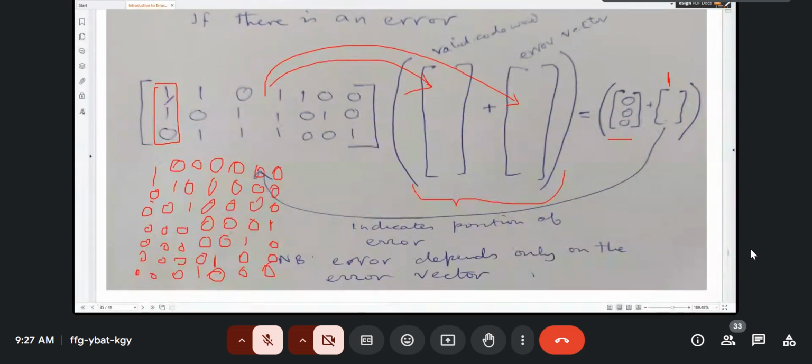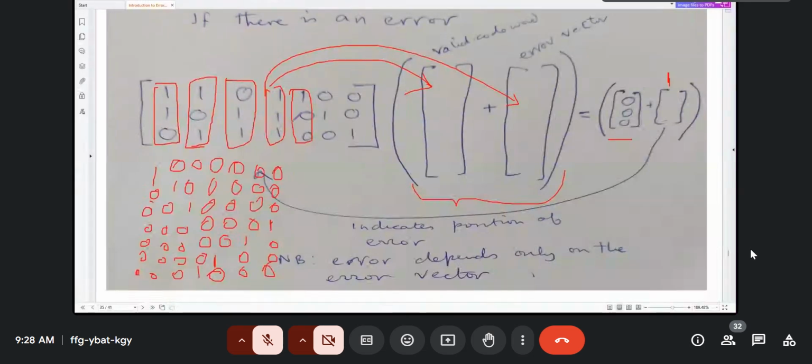If you got this, your error is position 2. If you got this, your error is in bit position 3. If you got this, your error is in bit position 4. If you get like that, it means by simply getting the syndrome, you actually know which bit is in error. And in error correction, the moment you know which bit is in error, then you can correct the error.